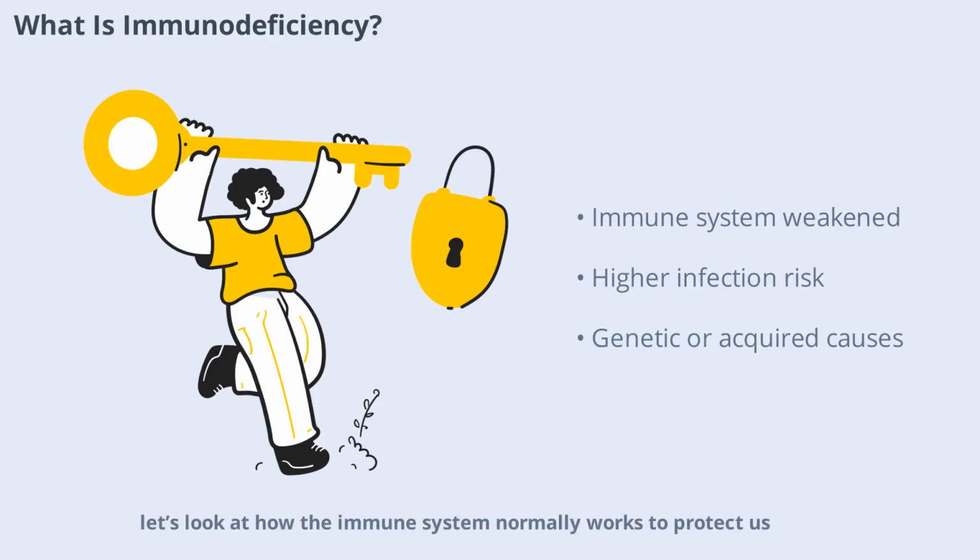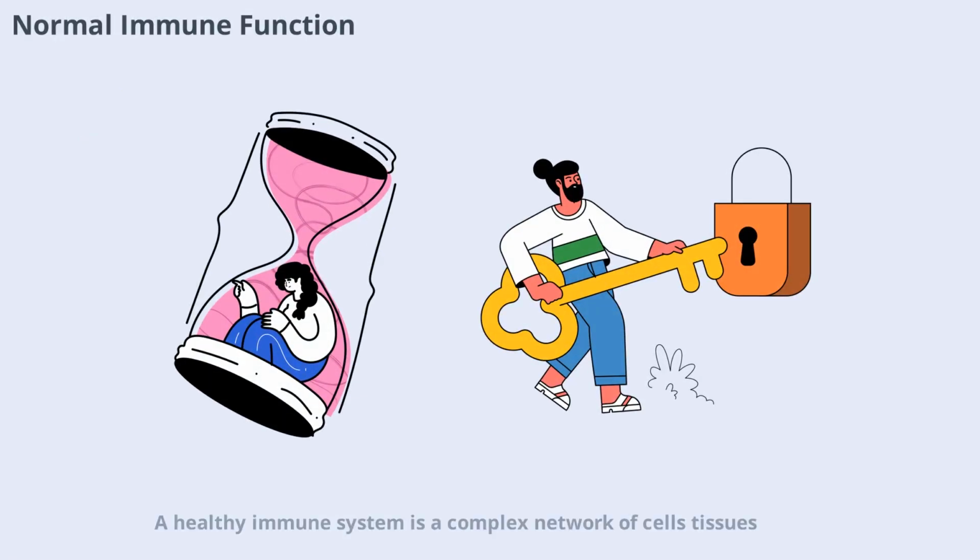Next, let's look at how the immune system normally works to protect us. A healthy immune system is a complex network of cells, tissues, and organs working together to defend the body. It recognizes harmful invaders like bacteria, viruses, and fungi, and mounts a response to eliminate them. White blood cells, antibodies, and other components play vital roles in this defense. When everything functions as it should, most infections are quickly controlled or prevented. But what happens when this system is compromised?